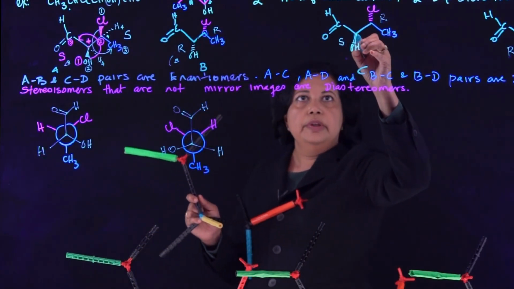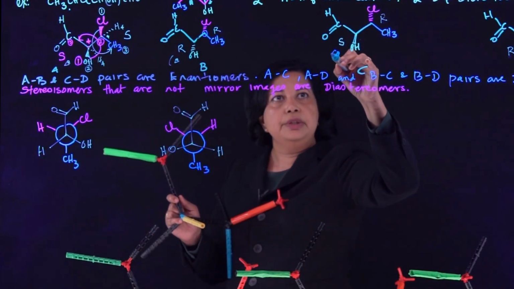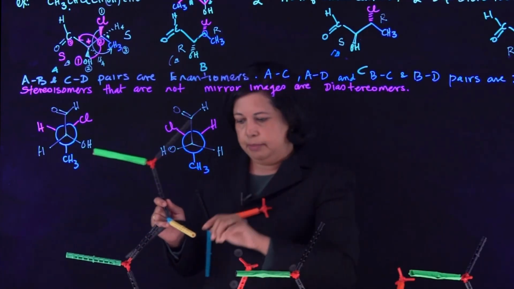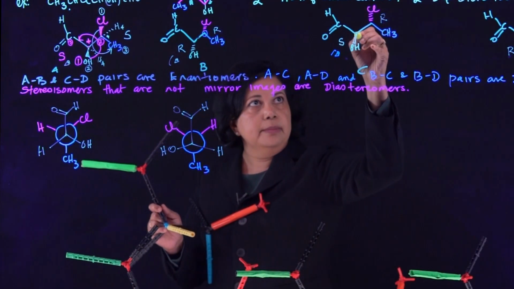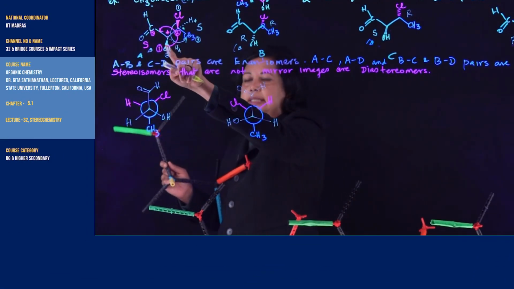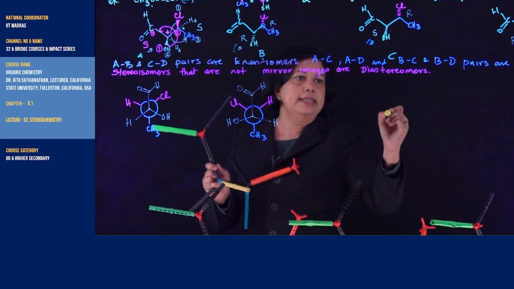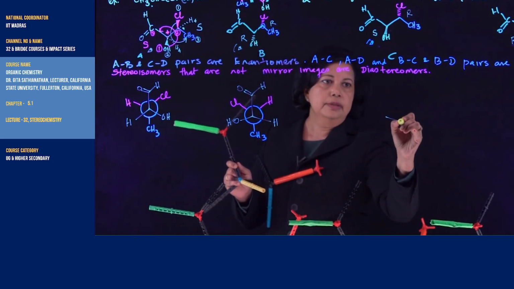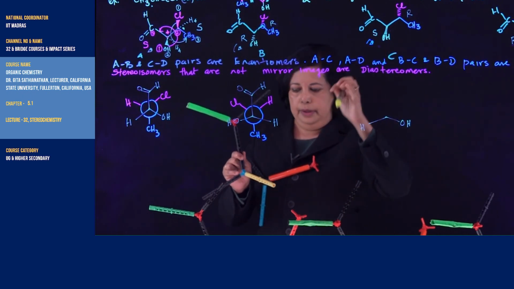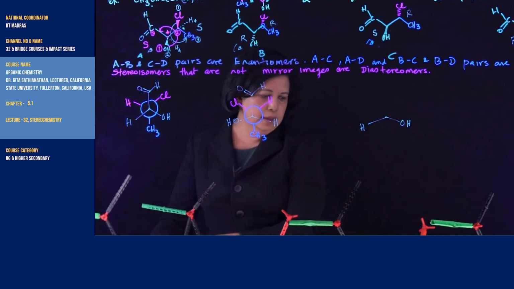Let's do the same thing over here. Let's look through the same C2, C3, because we're going to compare these molecules. We're going to look at the same perspective for each of them. So here, again, you have a wedge, and it's the same as this. So it'll be on the same side as that oxygen, hydrogen, and you are going to, sorry, I'm holding up the wrong model here.